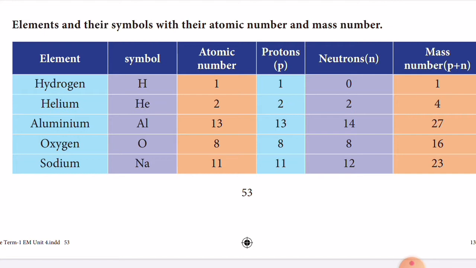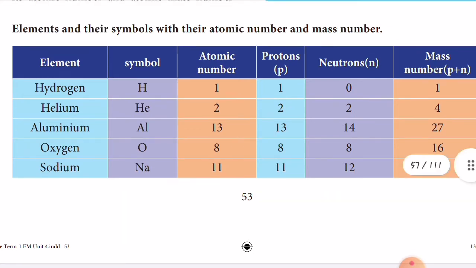Children, this is your Unit 4, Atomic Structure. We have already discussed isotopes and isobars. Today we are going to learn elements with their symbols, atomic numbers and mass numbers. Now let's see the element names, children: hydrogen, helium, aluminum, oxygen and sodium. These are our 5 elements, children, and write the symbols.